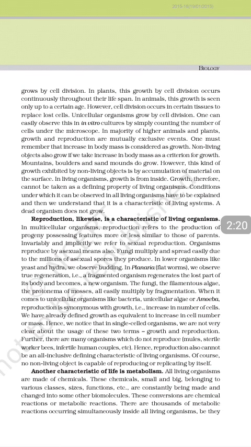Conditions under which it can be observed in all living organisms have to be explained, and then we understand that it is a characteristic of living systems. A dead organism does not grow.